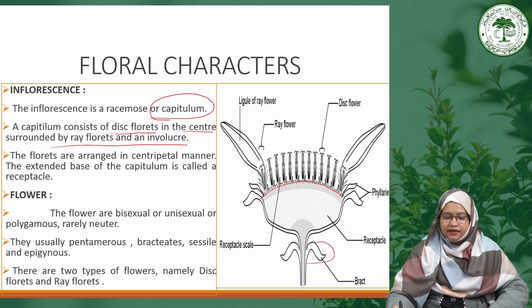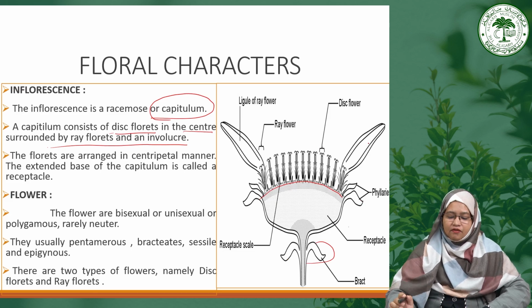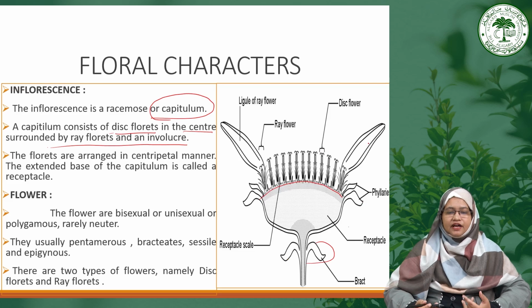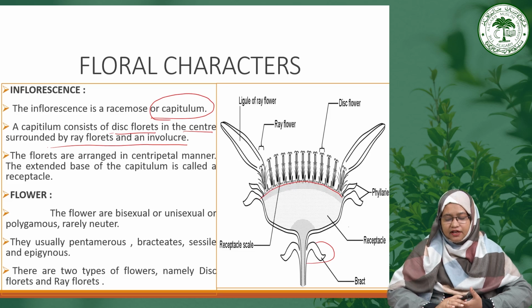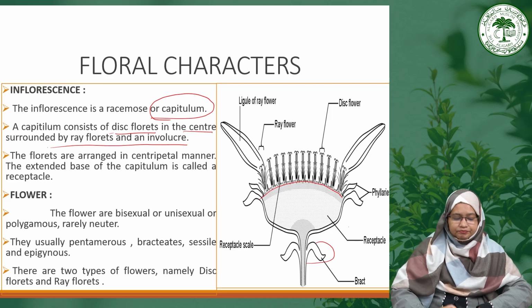These are the phalanges, and they have two types of flower, the disc floret at the center and the ray floret generally at the outer side. But sometimes the head may have only one type of flower, only ray flowers, and sometimes only disc flowers. So they may have a mixed type of both flowers.